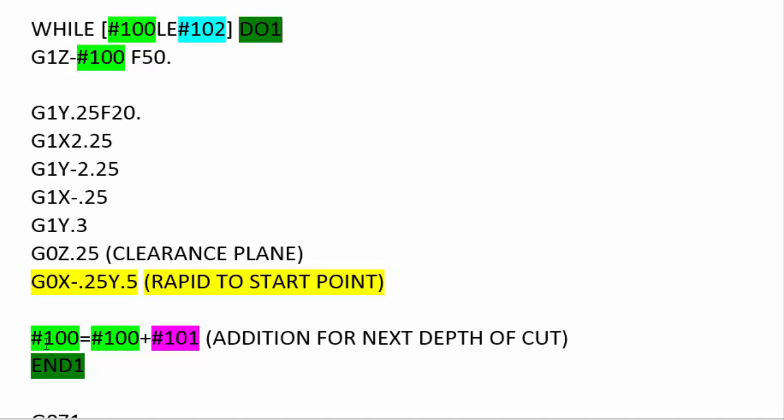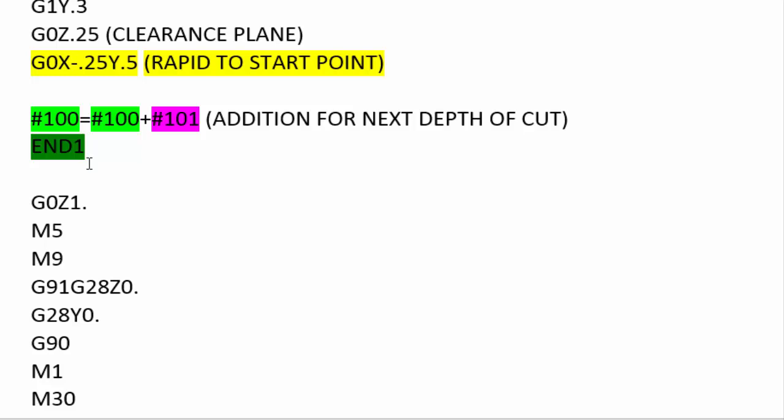So we read END 1, it jumps back to the WHILE DO statement. #100 now reads 0.750, which is still less than #102, which is 1.5. So again, it just keeps looping until #100 is 1.5. When it reaches 1.5, it still meets the equal condition, and therefore it will continue to DO 1 and continue the next depth of cut. But of course, now when we add a quarter inch to that 1.5 depth, the conditional statement will kick out and it will read the next line below END 1.